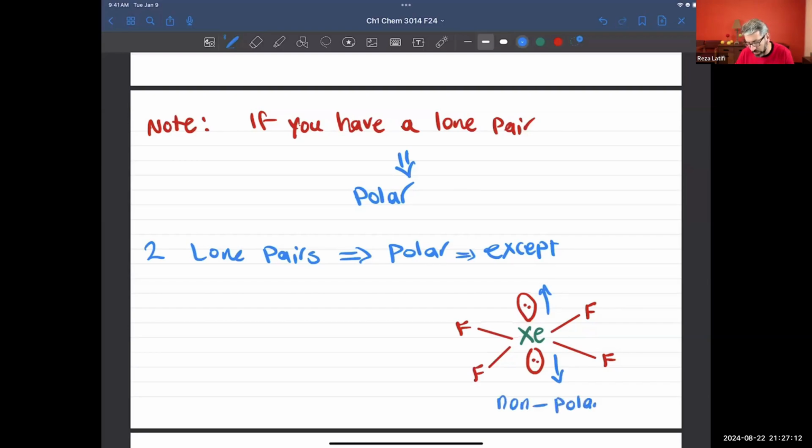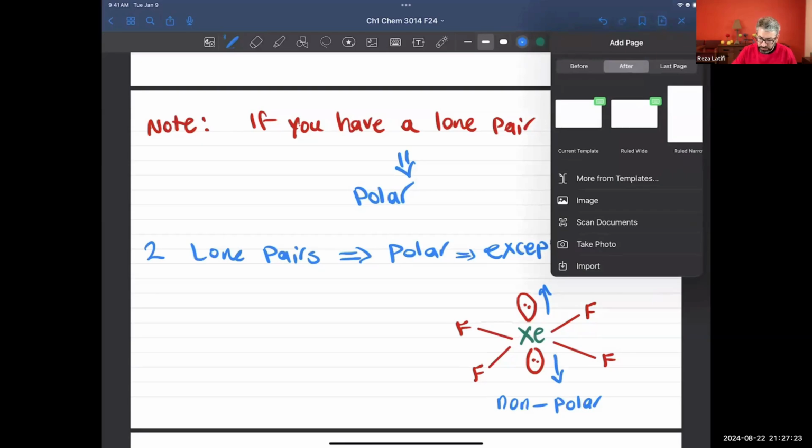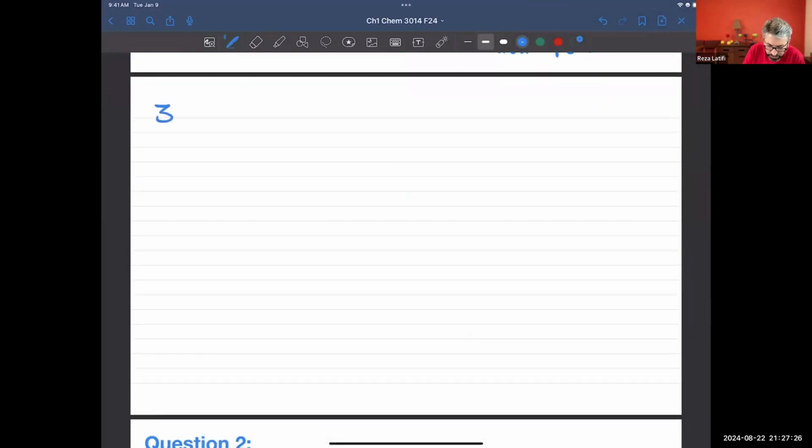Only in octahedral geometry, when you have 2 lone pairs across from each other, the molecule will be non-polar. What will happen if I have 3 lone pairs? If you have 3 lone pairs, your molecule will be polar, except this.